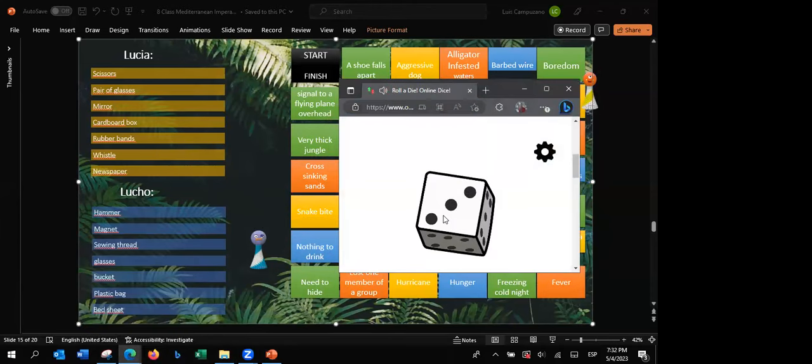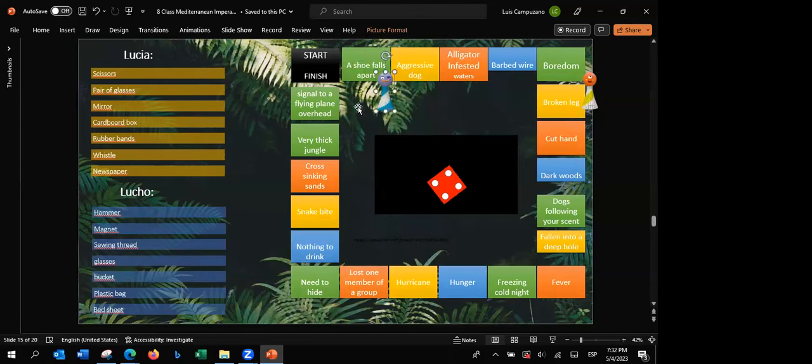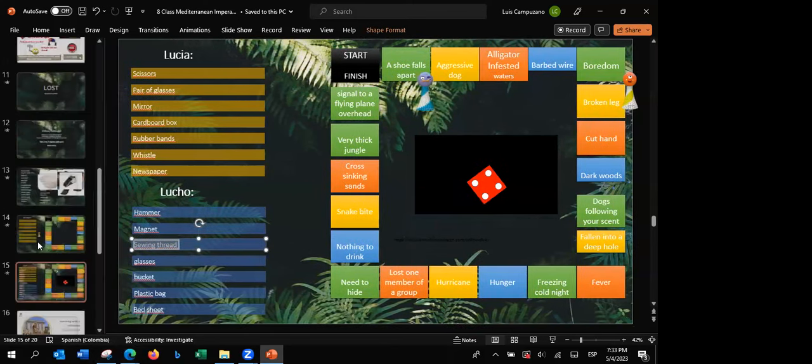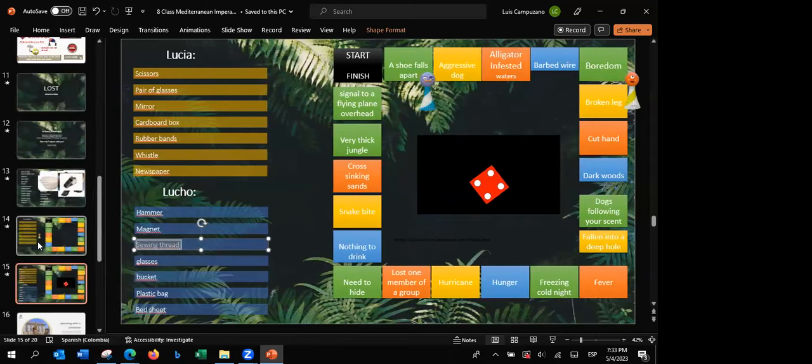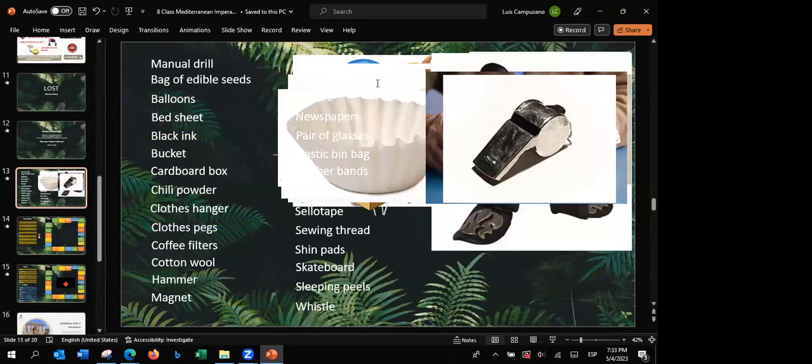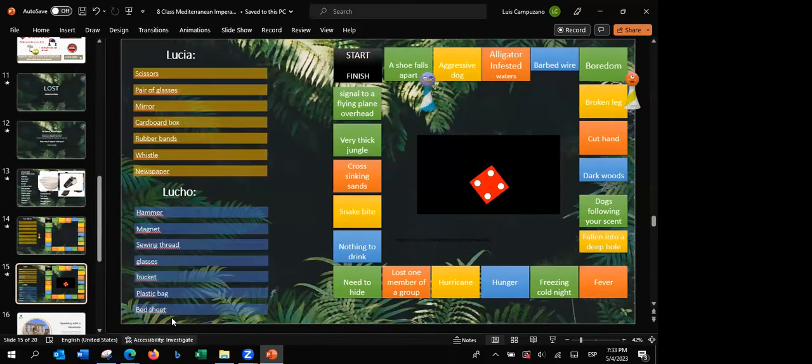All right. I'm going to go now. Oh, 1. That's horrible, right? My shoe falls apart. I think to fix my broken shoe, I would use the sewing thread. What do you mean sewing thread? Sewing thread. This is what you use to sew. Yeah. So I would sew my shoe. I would definitely use the sewing thread to sew my shoe.